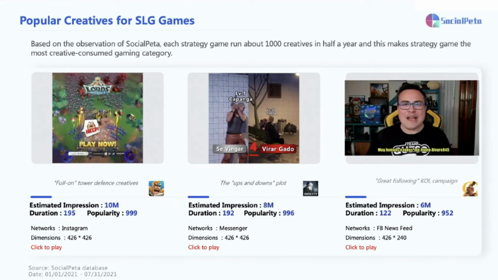This one shows how to line up your army and make the best of your resources. I guess that's also the point of strategy games. And let's take a look at the second one.